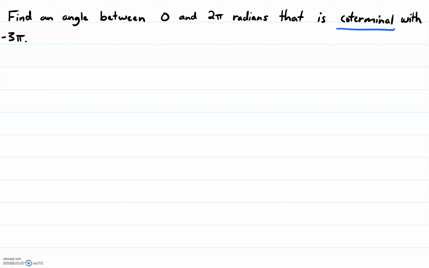What we're interested in is an angle that ends in the same place as negative 3 pi, but is in between 0 and 2 pi. And the reason this works is because these angles are always interpreted on a circle. And every full revolution around the circle is 2 pi radians. So we're going to find something that ends in the same place as negative 3 pi.